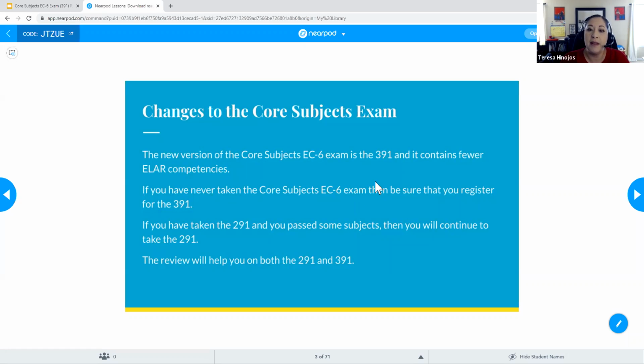So remember that everybody that is getting certified with Core Subjects EC-6, regardless of whether you're taking the 291 or 391 at this point, everybody does have to take the Science of Teaching Reading exam. And we have a review that's happening later today, and then we're going to have a couple more reviews that will happen periodically to go over those competencies. So whatever was taken out of the ELAR for 291 was placed on the STR exam. So if you were reviewing with 240 Tutoring using the 291 review, the stuff that you reviewed is still going to be on STR. So it still served its purpose to review you.